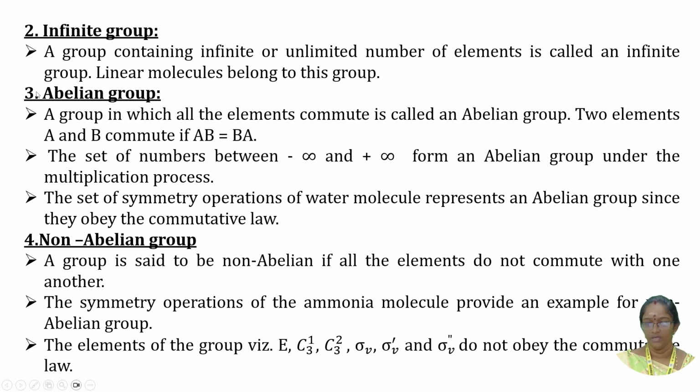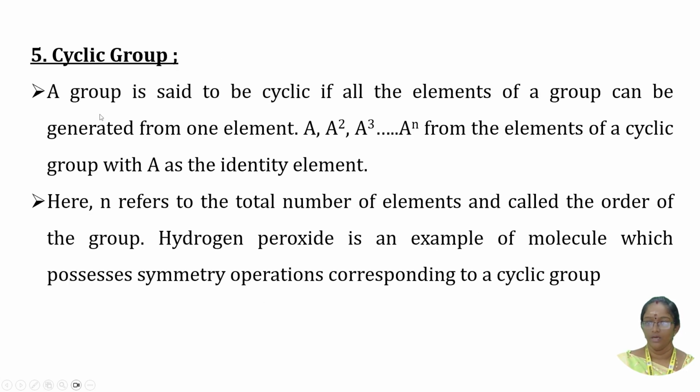And then non-abelian group. A group is said to be non-abelian if all the elements do not commute with one another. The symmetry operations of the ammonia molecule provide an example of a non-abelian group. The elements of the group, that is E, C3^1, C3^2, sigma v' and sigma v'', do not obey the commutative law. Cyclic group. A group is said to be cyclic if all the elements of the group can be generated from one element. Here all the elements are generated from A squared, A cubed and so on up to A^n, which form the elements of a cyclic group with A. Here n refers to the total number of elements and is called the order of the group. Hydrogen peroxide is an example of a molecule which possesses symmetry operations corresponding to a cyclic group.